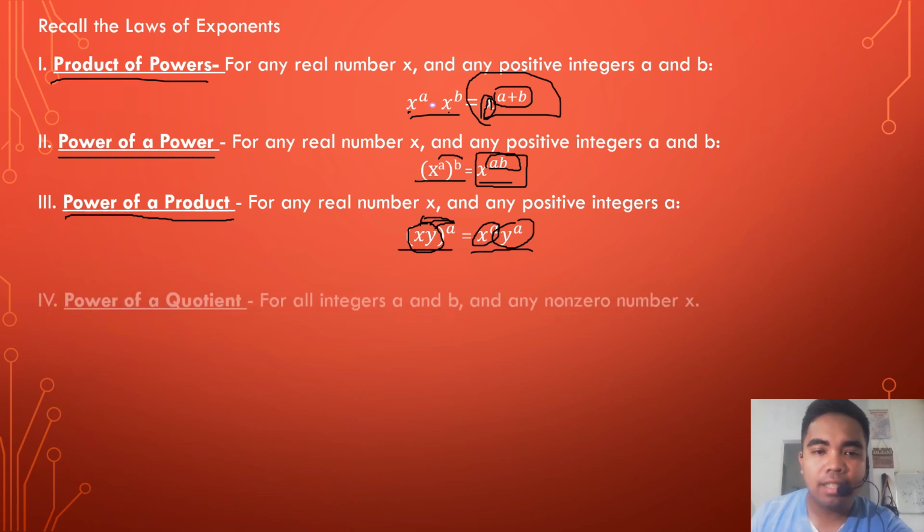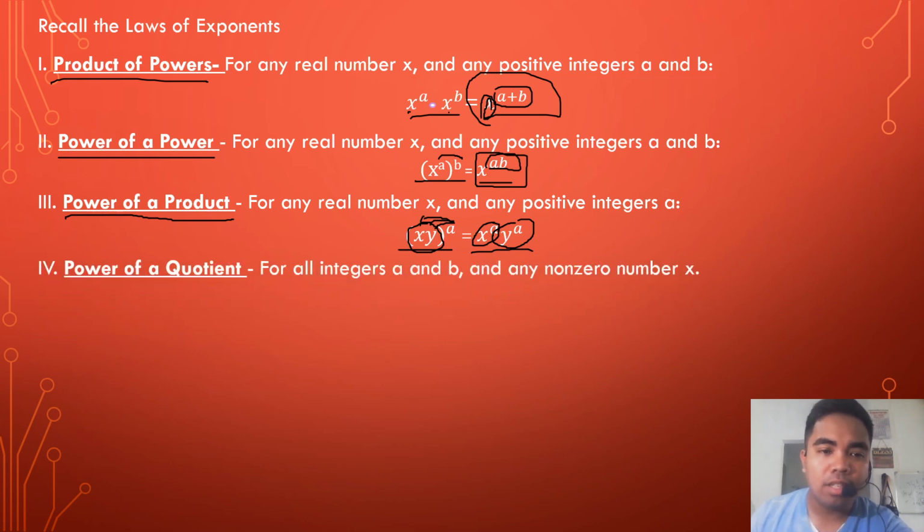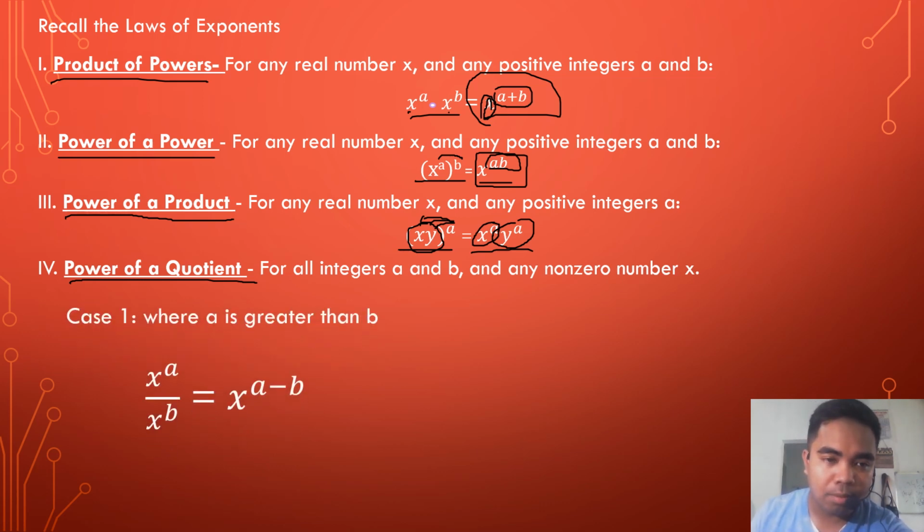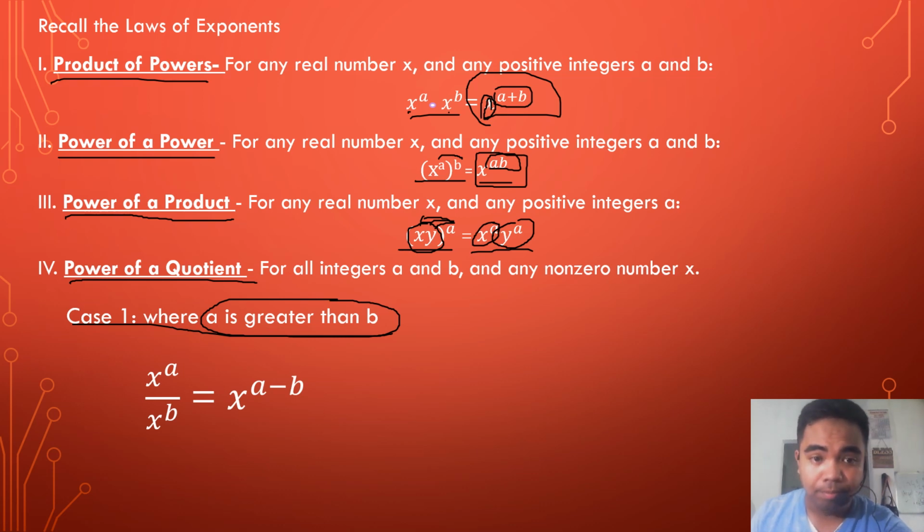And the next is the fourth one. This is the power of a quotient. Sa power of a quotient, meron tayong dalawang cases na consider dito, no? So for all integers a and b and any non-zero number x, meron tayong dalawang cases. Una is we have case number 1 where a is greater than b. Yung a daw is malaki kaysa b. So ganito 'yan. We have x raised to a over x raised to b.